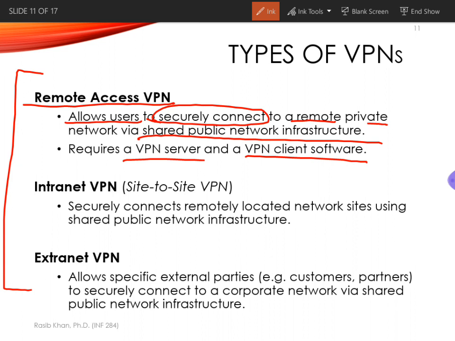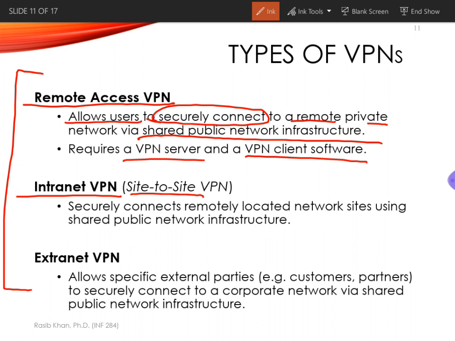The next kind is called intranet VPN, or very commonly known as site-to-site VPN. And in this case, we actually have a very common example where, let's say, you have multiple locations of a corporate office, and all of these offices need to be connected over a private channel. However, they do not want to spend any extra money on leased lines, and also want to be able to connect to the outside network as well.